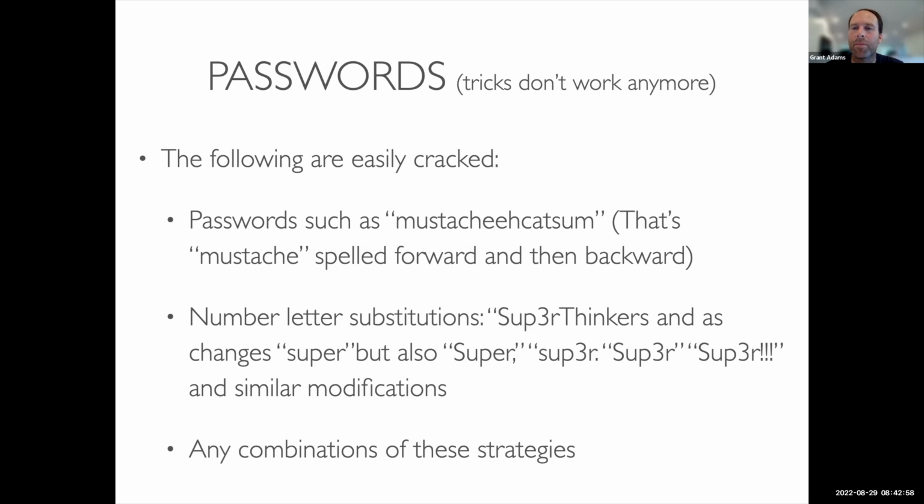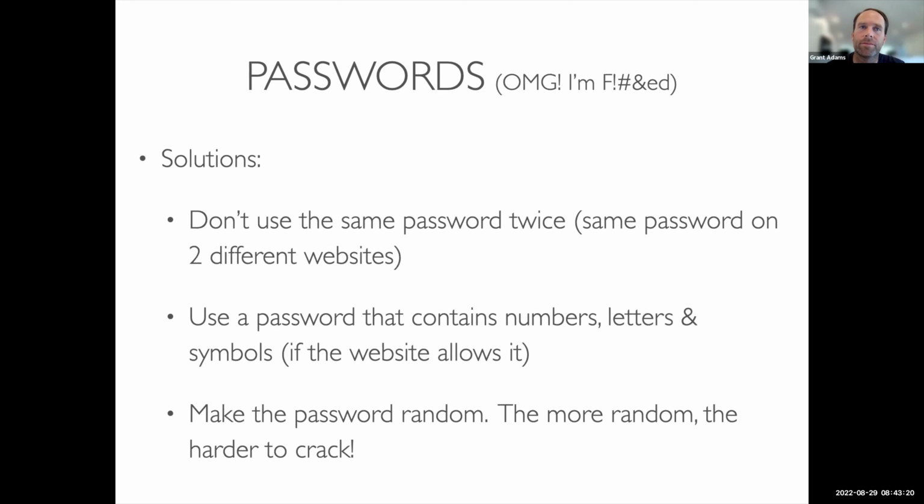But the other thing that happens is the programs say, oh, well, you need to have special characters. So you do these kinds of substitutions. You put 3 exclamation marks at the end. Well, that's a pretty known strategy. If you've come up with it, it's probably a known strategy and worth thinking about. You can do any combination of these strategies. They're going to try those strategies first before they brute force.